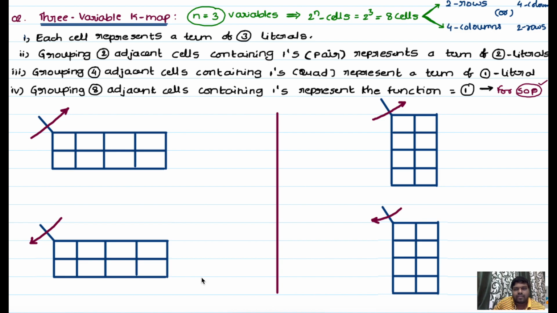Okay, n equals 3 variables. That means 2 to the power of n cells are possible. So 2 to the power of n means 2 to the power of 3. Here we will get 8 cells, right?